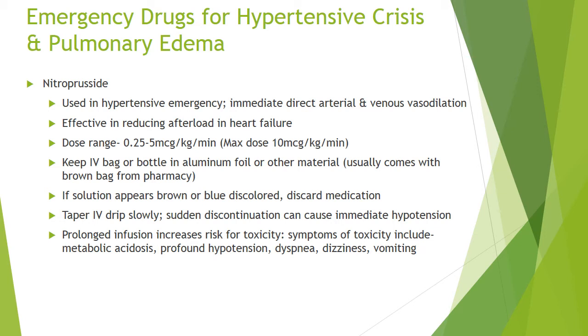We taper this IV drip slowly because sudden discontinuation can cause an immediate hypotensive response. And if our patient is on this for a prolonged period of time, it increases the risk for toxicity. So we want to monitor for symptoms of toxicity such as metabolic acidosis, profound hypotension, dyspnea, dizziness, as well as vomiting.